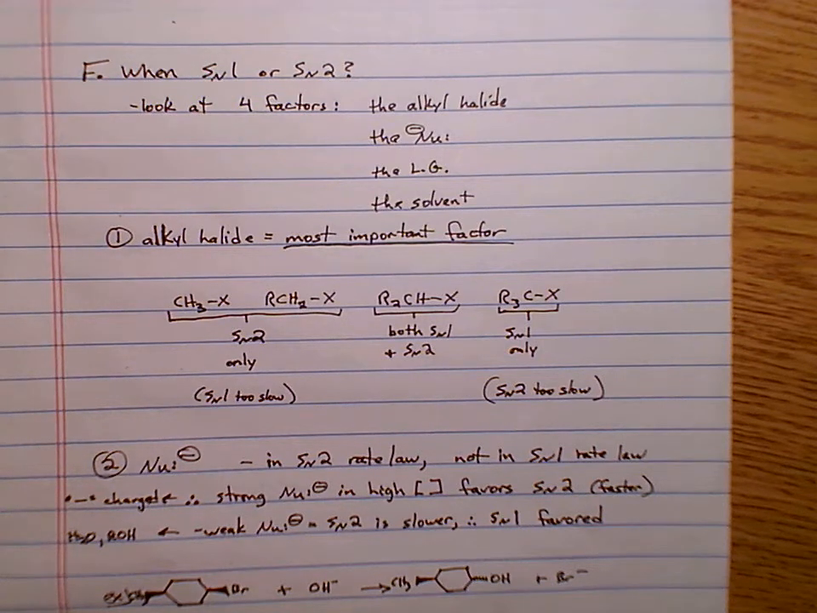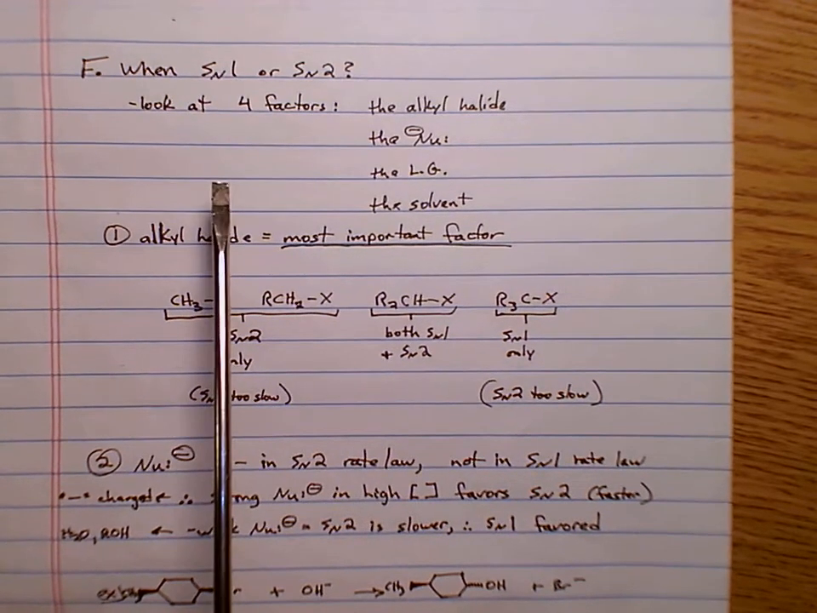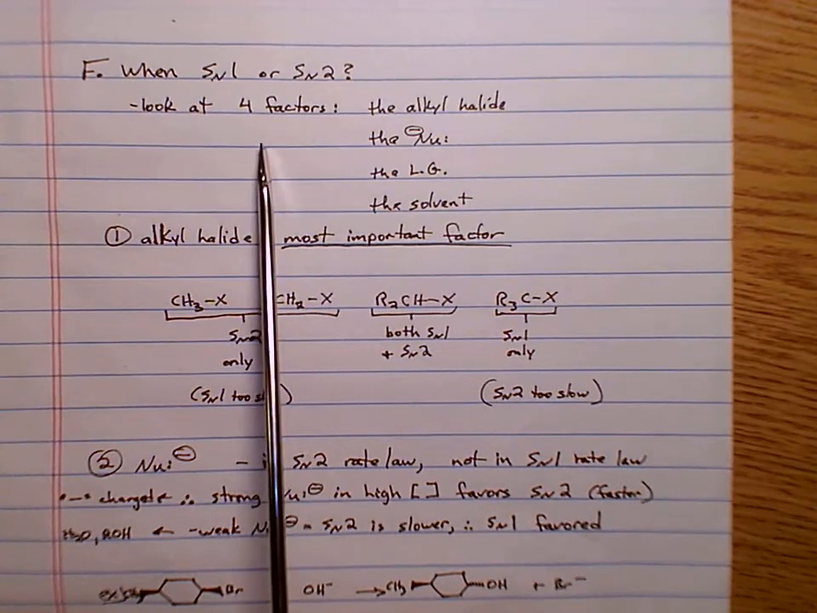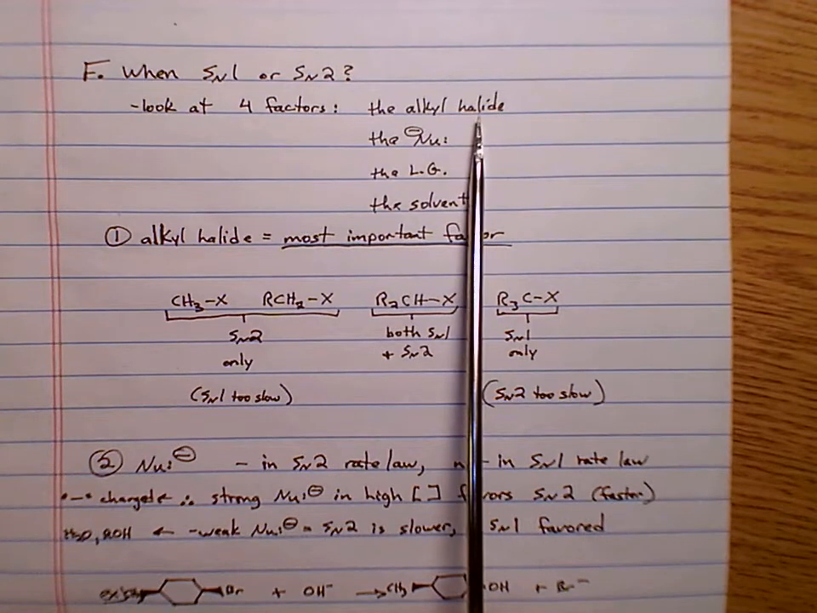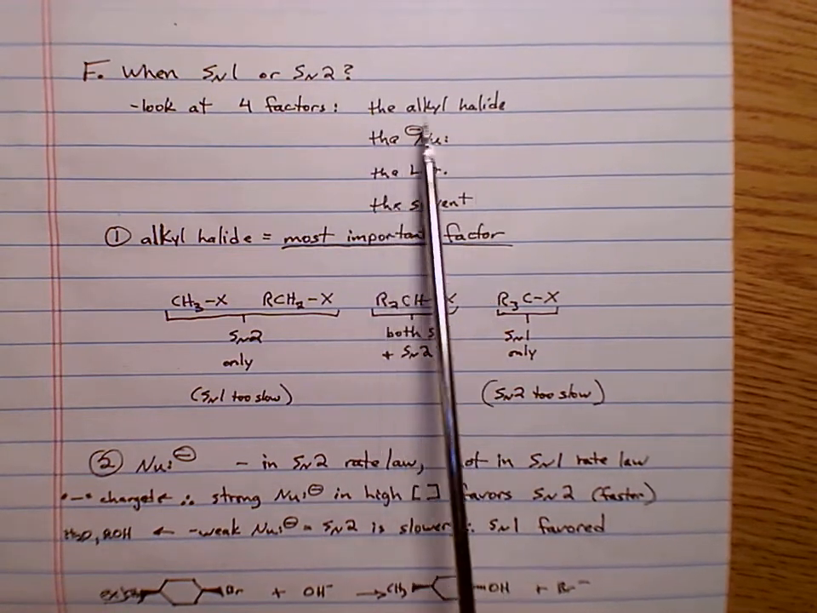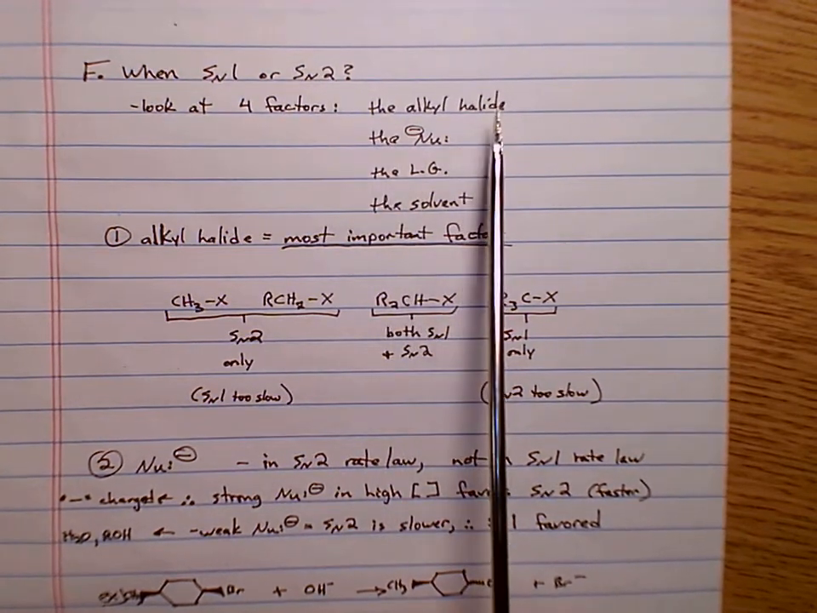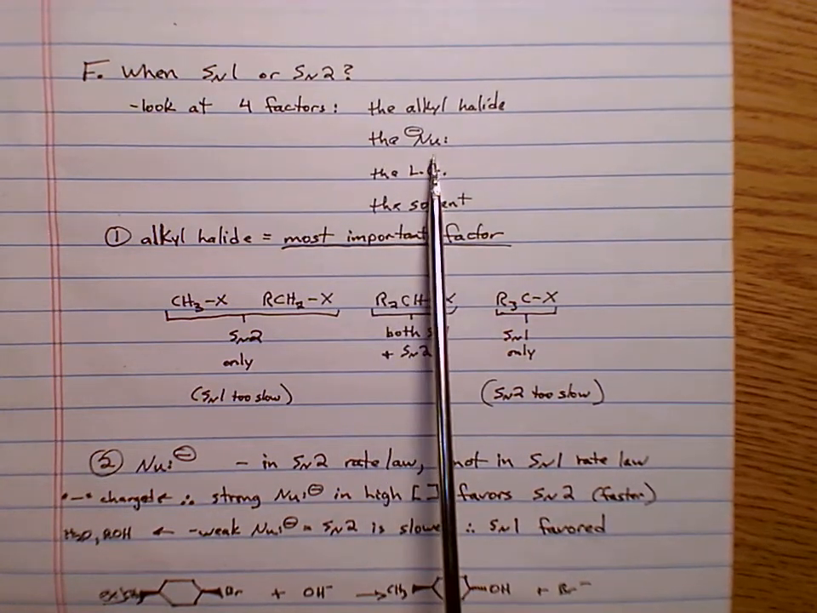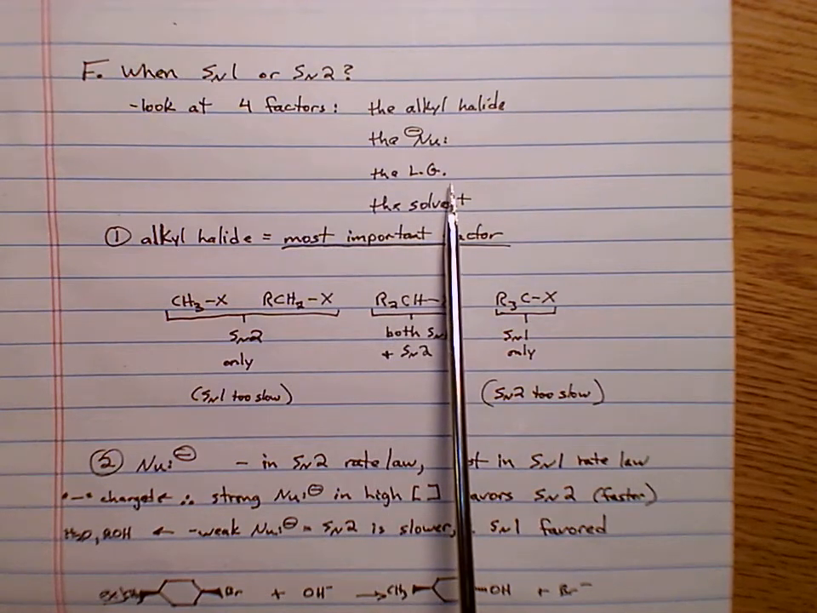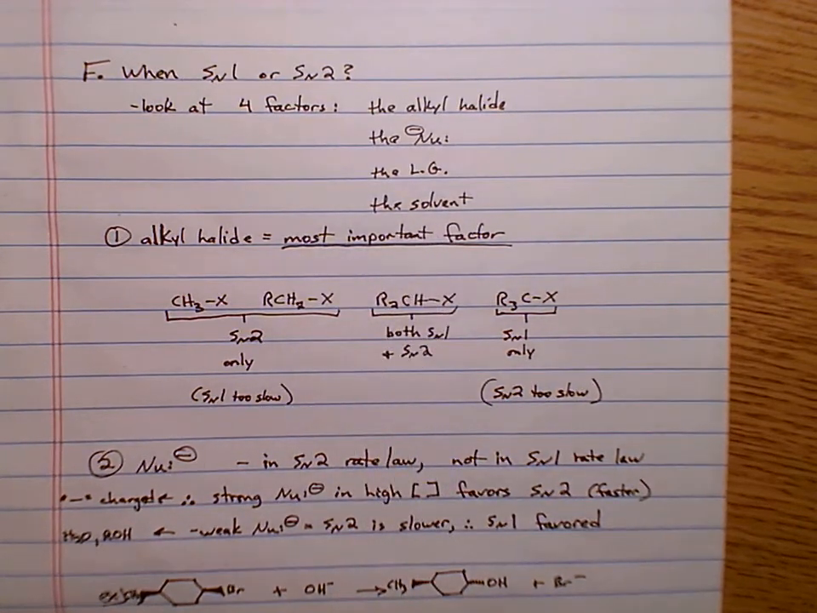All right, let's end this chapter now looking at when a reaction will run via the SN1 mechanism, when it will run via the SN2 mechanism, and we'll work some examples. Basically, we're looking at four factors that determine which mechanism it's going to go by. We'll look at the nature of the substrate, which in this chapter is the alkyl halide. We'll look at the nature of the nucleophile, the nature of the leaving group, and then the nature of the solvent.